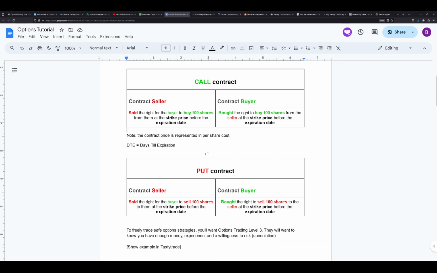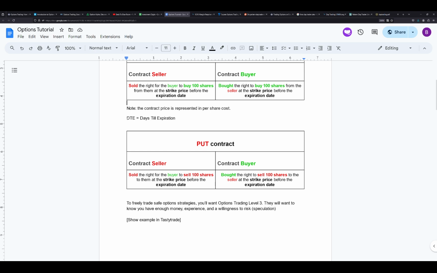Okay, and so also something to note, if you see DTE, that just means days till expiration for short. It's a common thing that will come up in conversation.